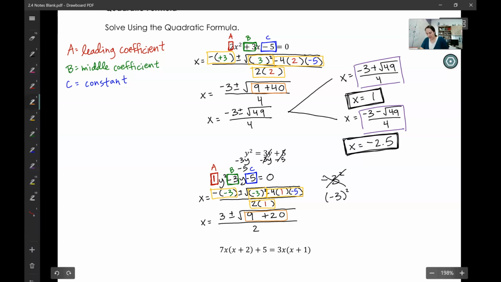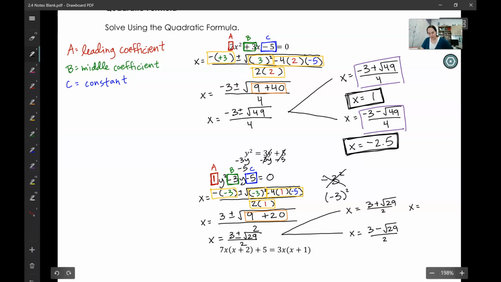Next, simplify inside your root. So now you have x equals 3 plus or minus square root of 29, adding those together, all over 2. And here's the part where I separate them. So I've got x equals 3 plus square root of 29 all over 2, and x equals 3 minus square root of 29 all over 2.